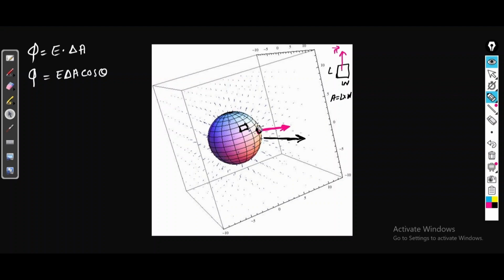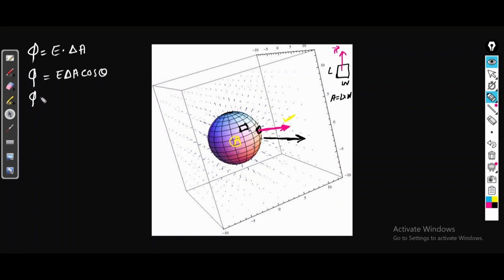Here the direction of the area is from left to right, and the direction of the electric field lines from the positive charge at the center of this sphere is also from left to right. So the angle between these two is 0, because they are parallel to each other. So let's put here the angle theta is 0.